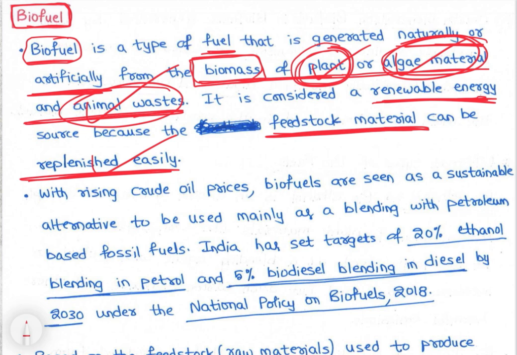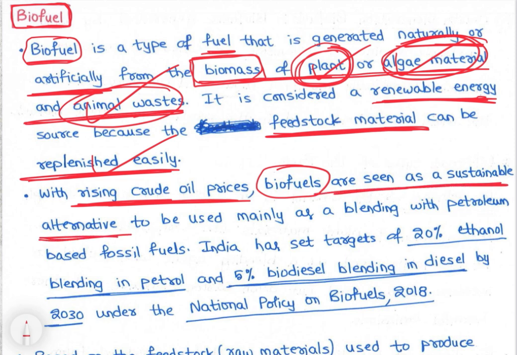So with the rising crude oil prices, biofuels are seen as a sustainable alternative to be used mainly as a blending, right? Most of the biofuels we can use as blending with petroleum. Like when we mix biofuel into petroleum, we can reduce the use of petroleum-based fossil fuels. India has set targets of 20% ethanol. See, ethanol is a biofuel, right? We will be studying it. So 20% ethanol blending in petrol.